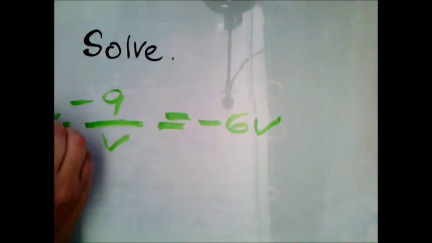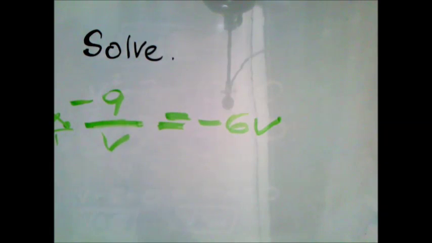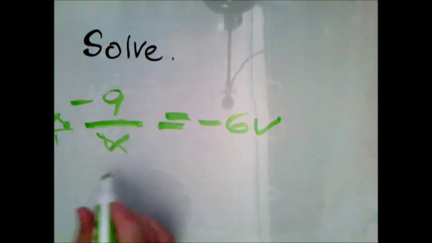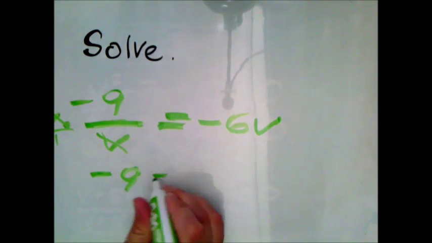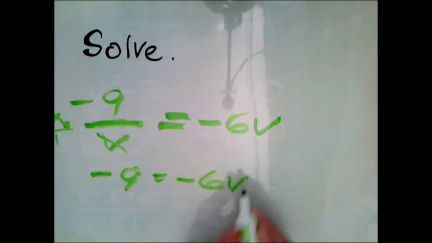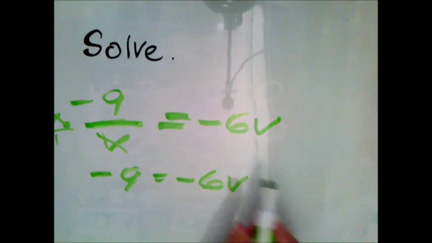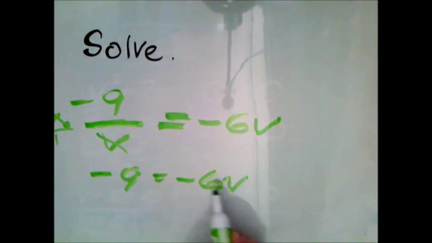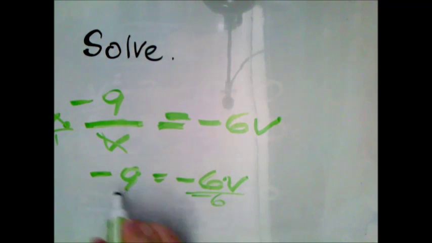And so here, since I'm multiplying, right, it's over 1, a whole number. These two cancel. I end up with -9 equals -6v. So this is the reason I chose to multiply by it, so that it would cancel. And so now notice the only thing that's stopping our variable from being by itself is that it's multiplied by -6. So if I divide both sides by -6, we should be able to cancel that out.